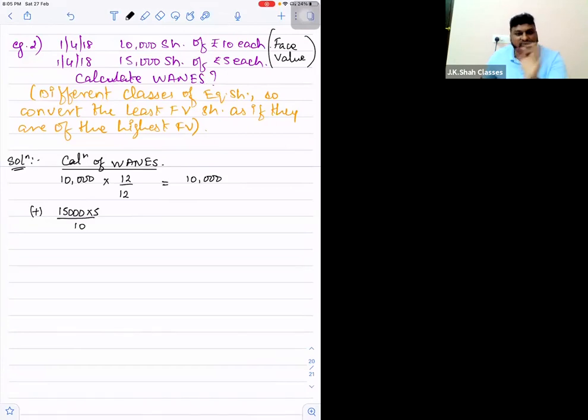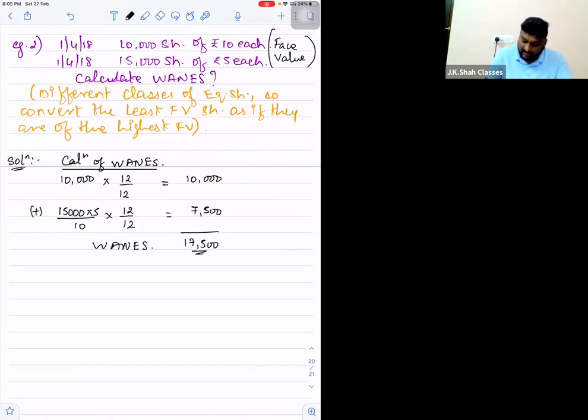Means 15,000 into 5, the total value of the share is 75,000 rupees. If this 75,000 is as per 10 rupee face value, how many shares will come? 75,000 divided by 10, 7,500 shares. Multiplied by 12 upon 12. So they will be considered as 7,500 shares for the purpose of EPS. So 17,500 will be the weights.